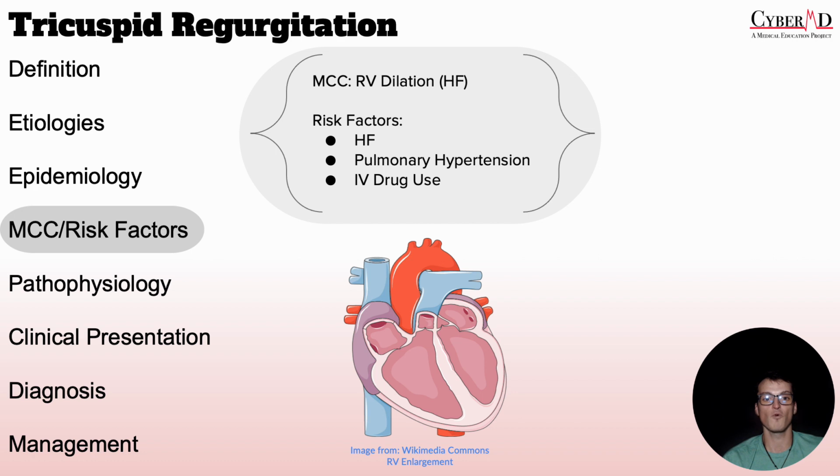A common cause for tricuspid regurgitation is going to be functional tricuspid regurgitation due to right ventricular dilation. This can have multiple etiologies such as left-sided heart failure and pulmonary hypertension. Other etiologies include the aforementioned rheumatic heart disease, endocarditis, and things such as IV drug users, which are all things we've discussed so far.